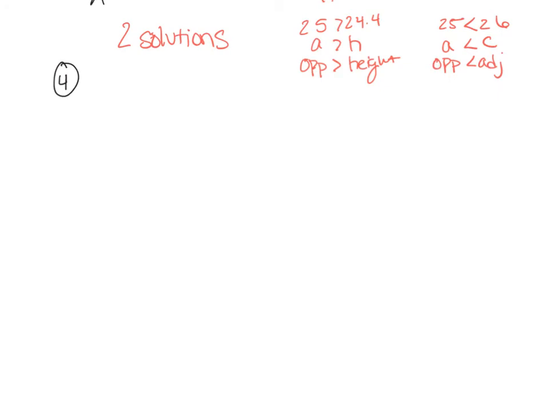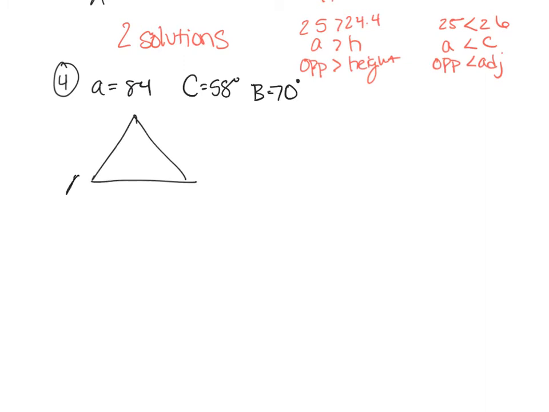Problem number 4 tells us that side length A is 84, angle C is 58 degrees, and angle B is 70 degrees. If I was to draw this triangle, I'm not going to draw this to scale, I'm just going to put it out here like this. A, B, C. We know that angle C is 58 degrees, side length A is 84, and angle B is 70 degrees.